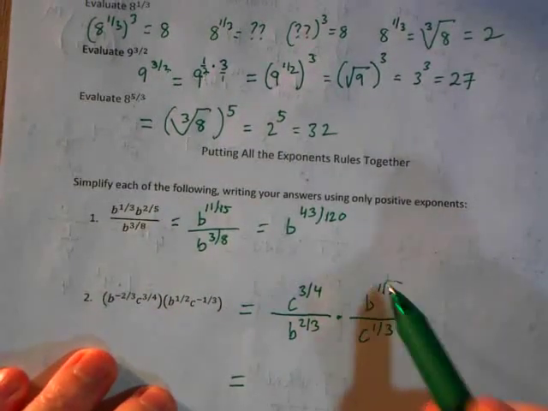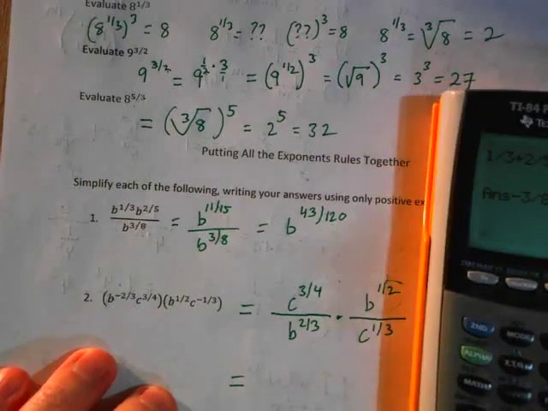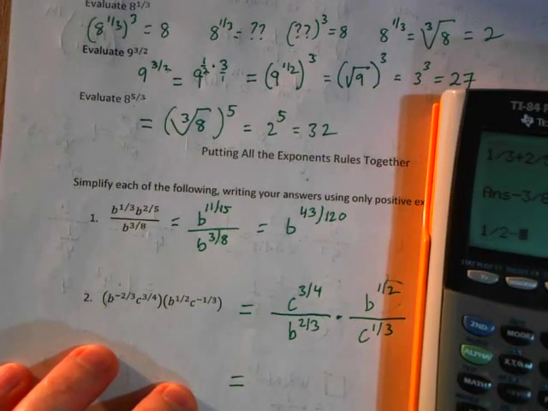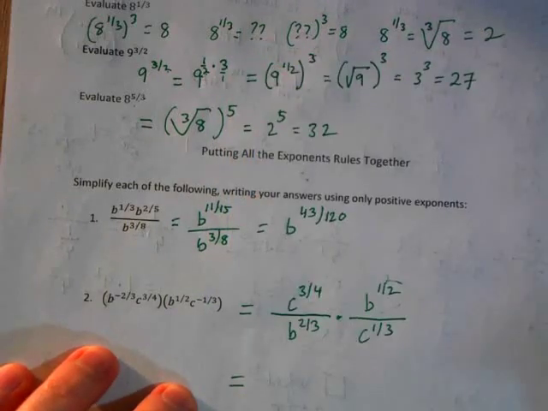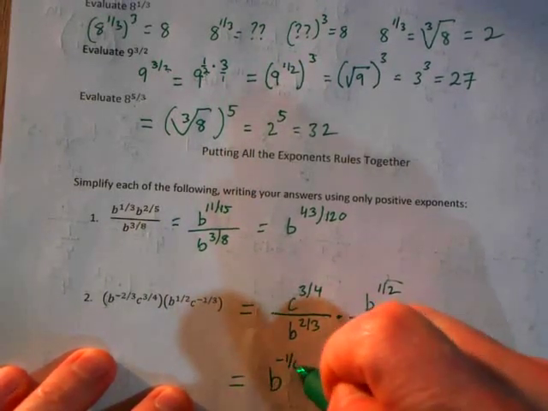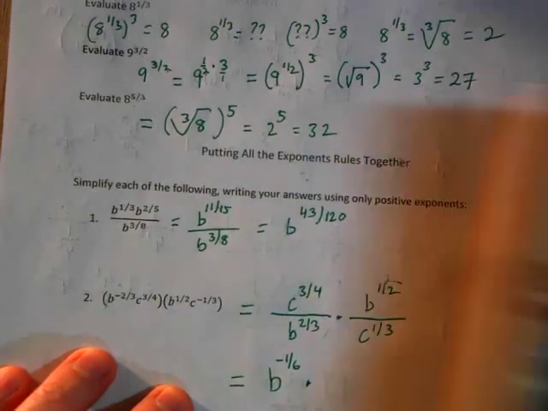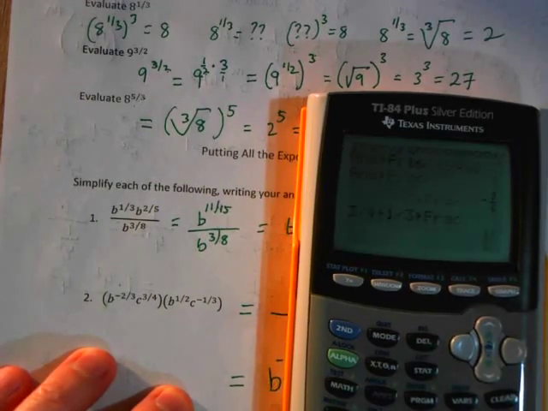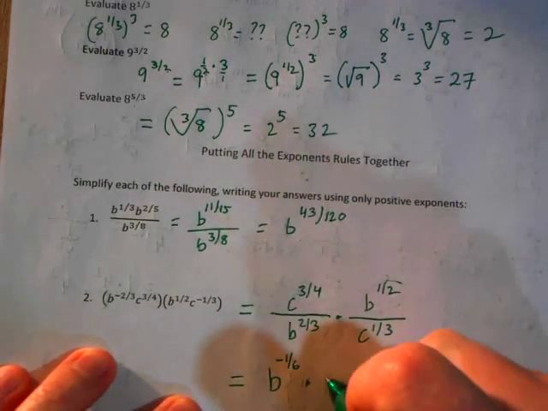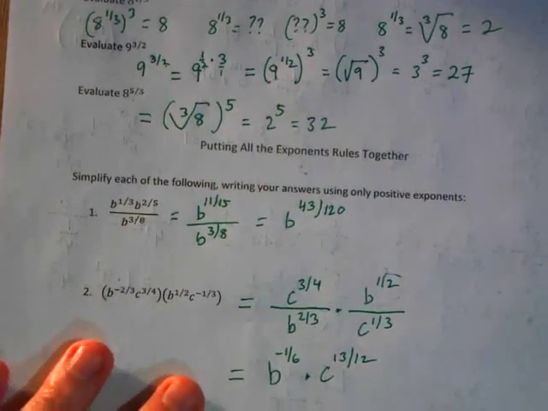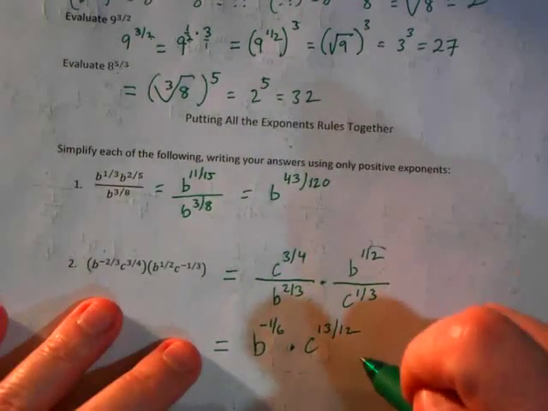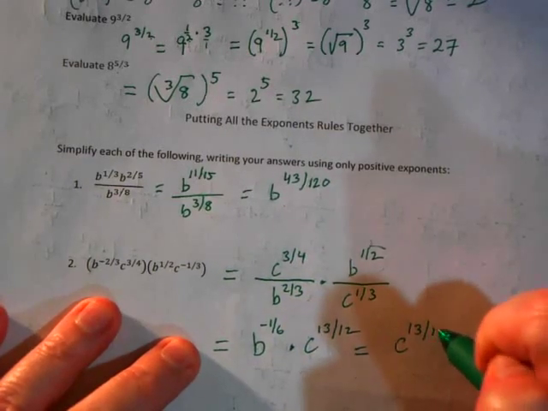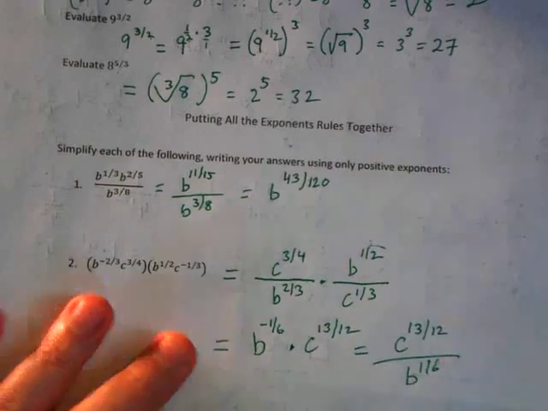Now I notice I have b's on top and b's on bottom. I subtract my powers. 1/2 minus 2/3. Give me the answer as a fraction, please. There it is. I get b to the negative 1/6. And then my c's, I do 3/4 minus 1/3, fraction, 13/12. Finally, I recognize the b has a negative exponent. It moves. c to the 13/12 divided by b to the 1/6.